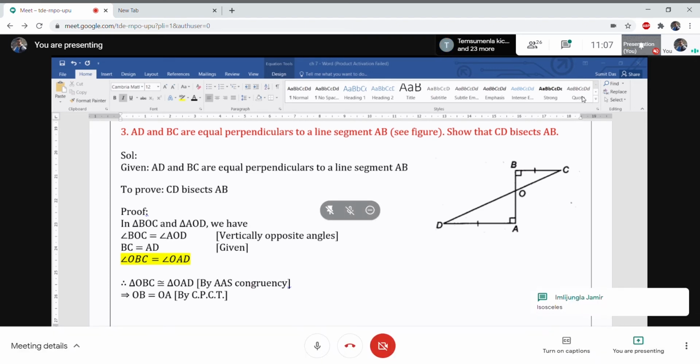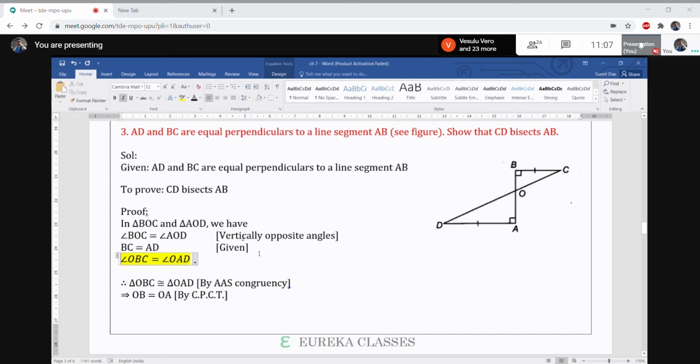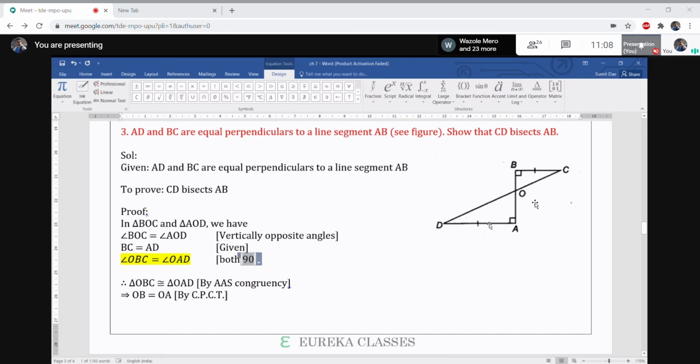Both are 90 degrees. This angle OBC and angle OAD, they are both 90 degrees. Why 90 degrees? Because it is saying that AD is perpendicular to AB. If perpendicular, that means it's 90 degrees.